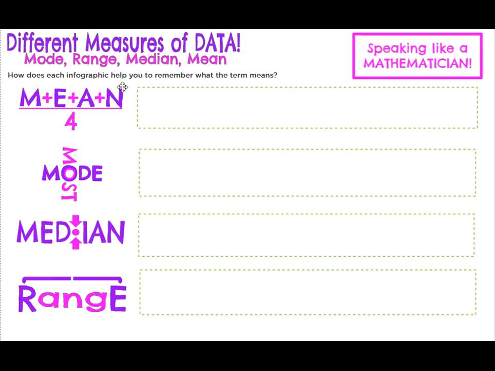So you see for mean here, mean is the average. It's the average of a set of numbers, a set of data. We arrive at a mean by adding all of the numbers together and then dividing by the number of numbers we added together. Here we have a representation of 4 numbers, so we would divide by 4, and that gives us the average of all those numbers.